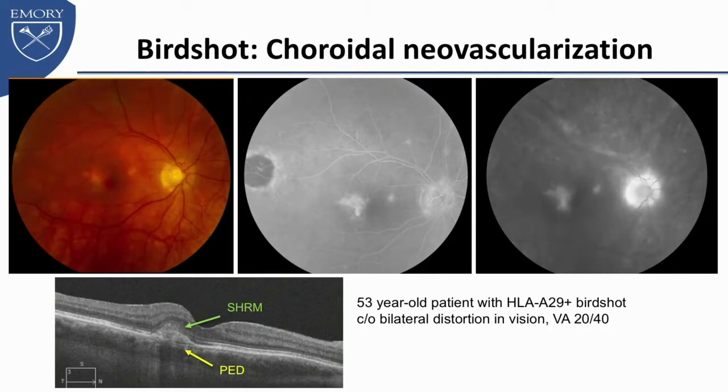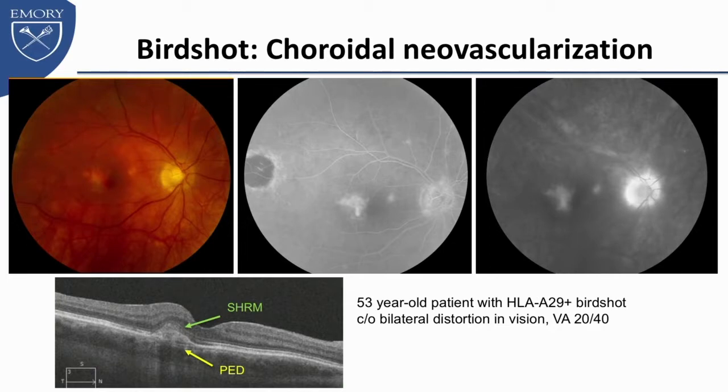Another complication that we do see in birdshot as well, this is a lady who actually had bilateral disease. She was 53 years old, HLA-A29 positive, and actually had bilateral distortion. Visual acuity was 20/40 in the right eye, which I'm showing. On her OCT, you see this subretinal hyperreflective material overlying this area of this pigment epithelial detachment. And again, fluorescein angiography, I think, still has a role.